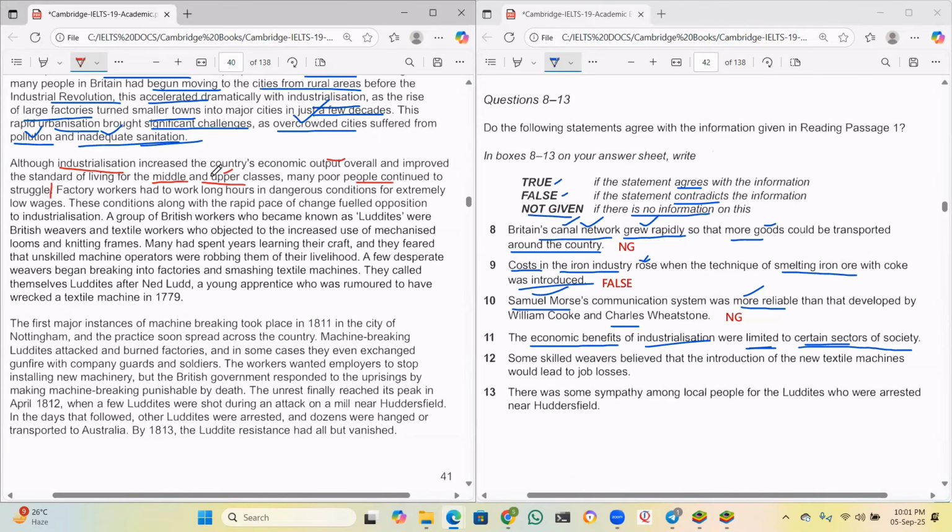Yes. So they were limited to middle and upper classes. Those two were the certain sectors of the society. But poor people, they were still struggling. So yes, 11th one is exactly true, right? I hope you're understanding, guys.